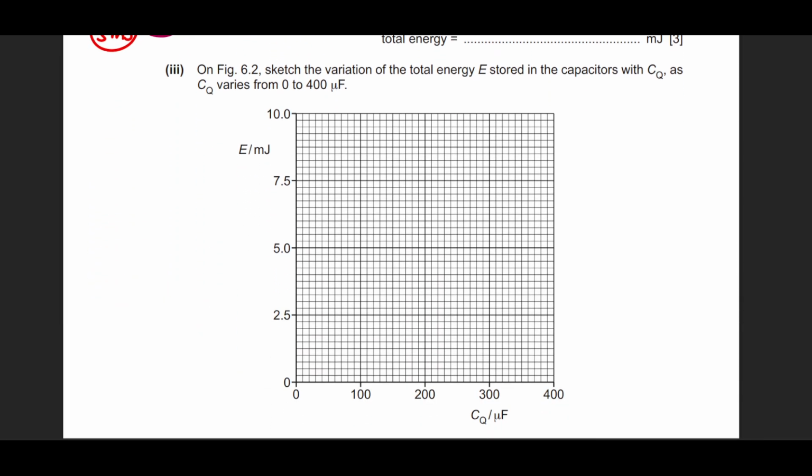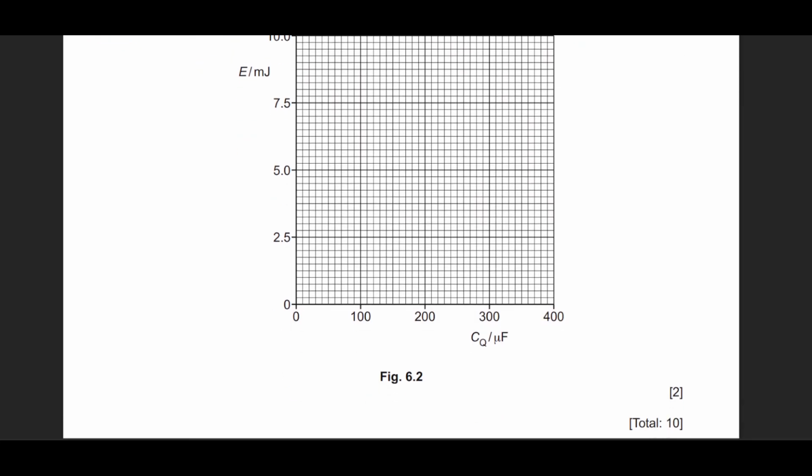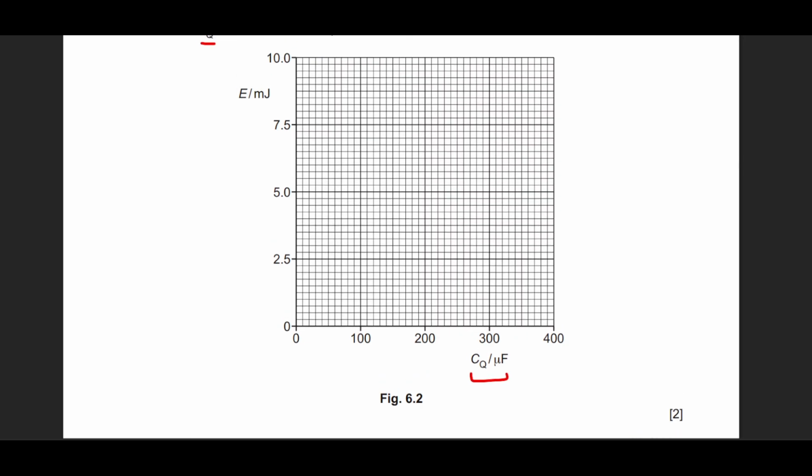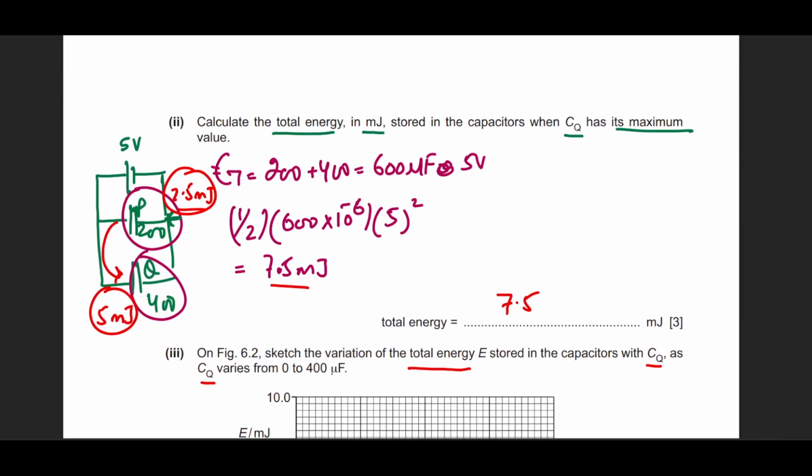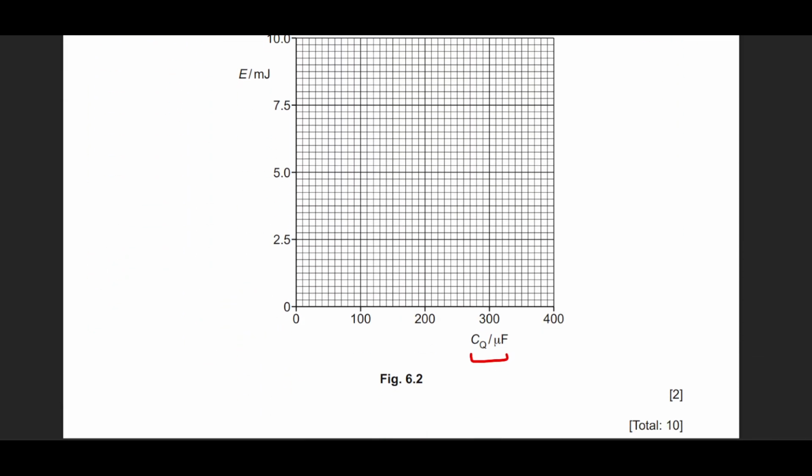In the next part, he says that we have 6.2, sketch the total energy stored in capacitors with CQ varied from 0 to 400. So we understand that we have to draw the graph with reference to CQ, but first let's try to draw a graph for another capacitor. We have a capacitor P of 200. So its value is not changing. So it possesses a constant energy of 2.5 millijoules. This will be for the capacitor CP.